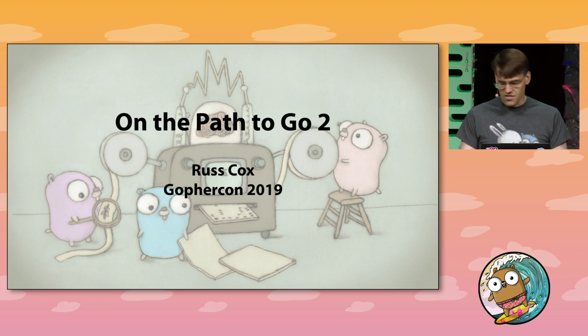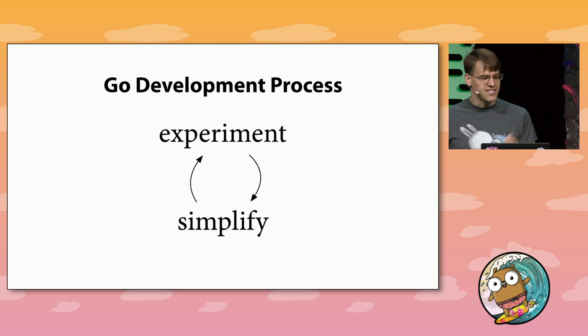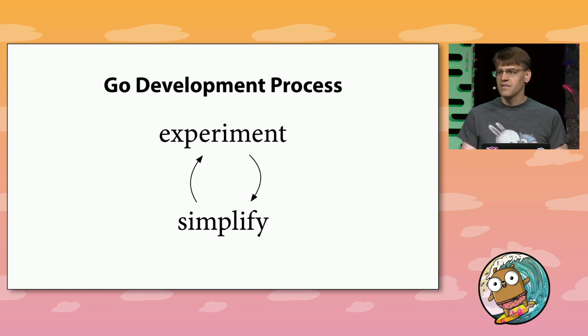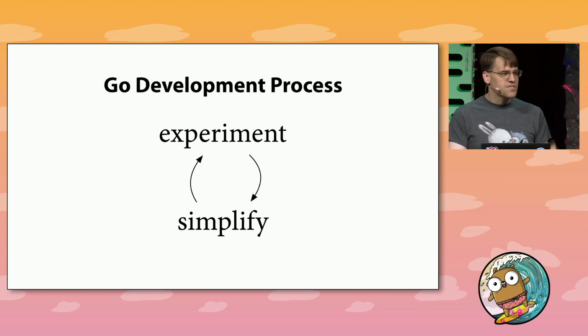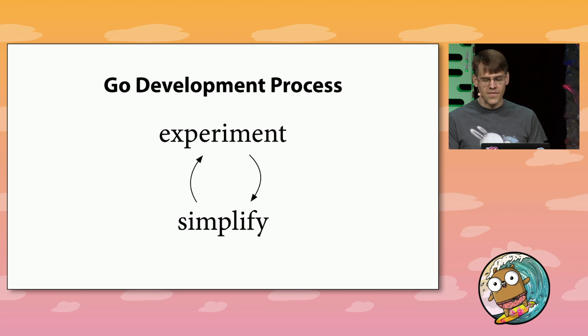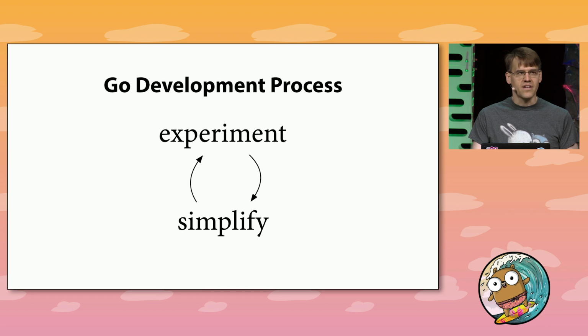Here's what the process looks like. We experiment with Go as it exists now to understand it better. We learn what works well and what doesn't. And then we experiment with possible changes, learning what works well about them and what doesn't. And based on what we learn from those experiments, we simplify, and then we experiment again, and then we simplify again, and so on and so on.